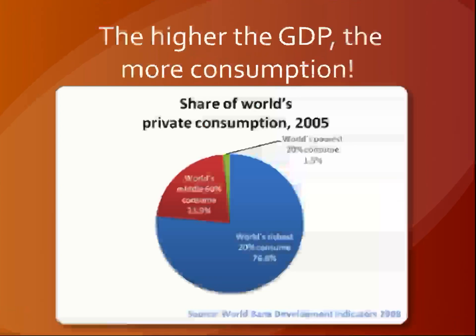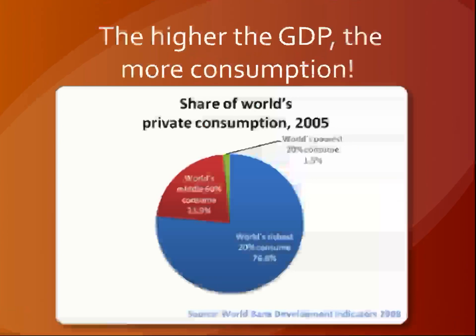What you need to know is that the higher the GDP of a country, the more they consume, okay? So if you look at this chart right here, the world's richest 20% consume 76.6% of the world's products, right? So the US for sure, and China, I'd imagine, and some other rich countries consume 76%. We consume 70% of everything the world produces. The world's middle class countries, the middle 60%, consume 21.9% of the world's products. And the world's poorest 20% consume 1.5%.